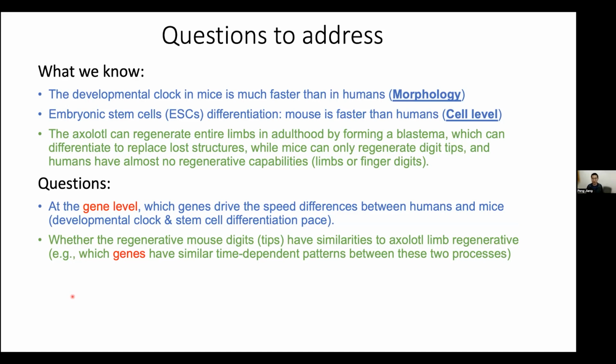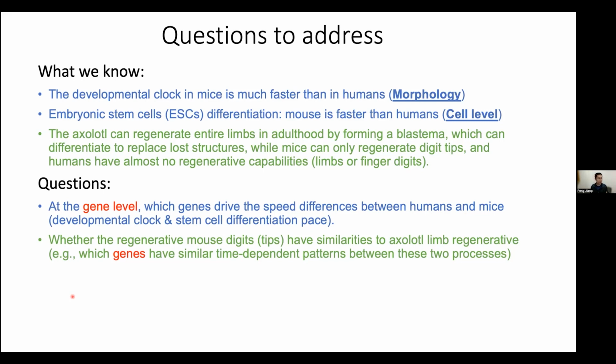So the question is, we have been talking about morphology and about the cell level. What about the gene level? We know in human we have 20,000 protein coding genes that make up each cell. At the gene level, which genes can drive the speed differences between human and mice during development and stem cell differentiation? During early development, we know human is slower, but the question is how many genes contribute to the speed differences? We don't know.